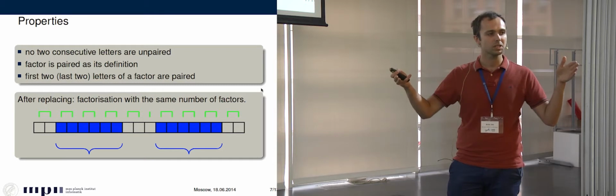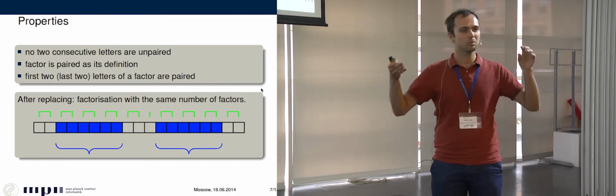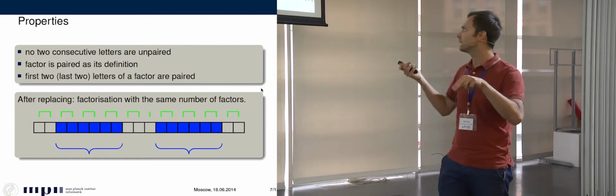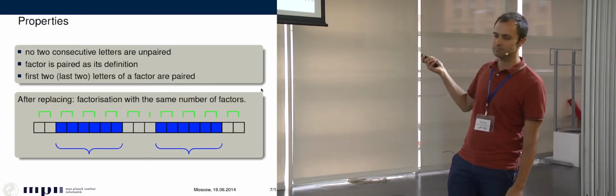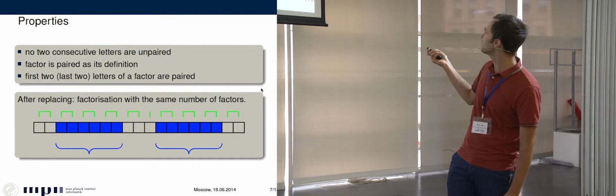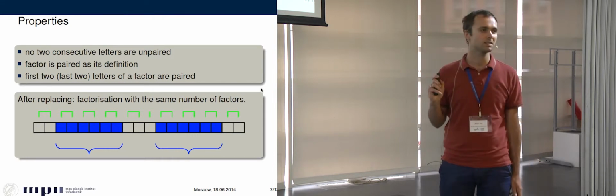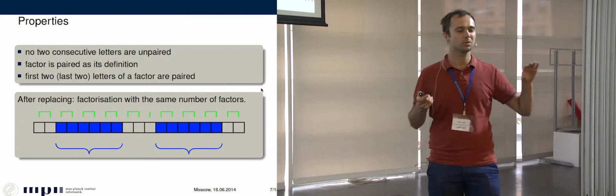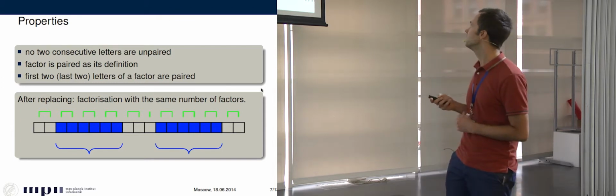So if we have a factorization, we have the pairing. The only reason why we have this pairing is because we want to replace pairs of letters by a single letter. Then the factor is well defined also after those replacements. So we have the pairs here. When we replace pairs of letters with single ones, then the factor is still defined as its definition. The offset is different, so we need to use some pointers, but otherwise we can inherit the whole factorization.